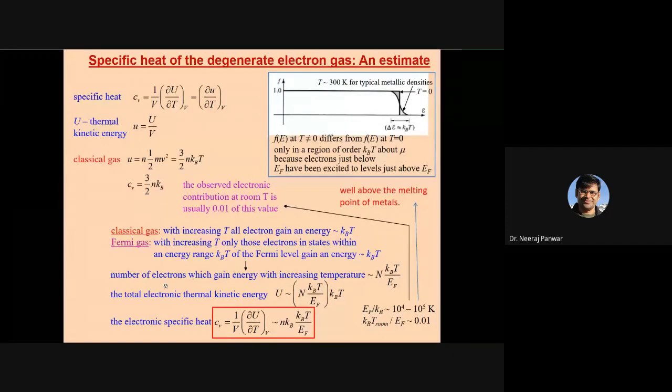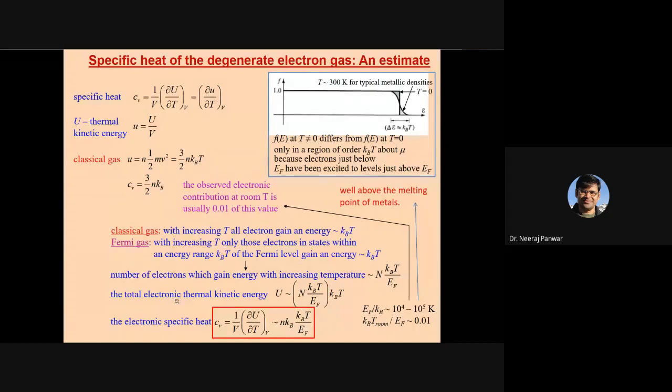So what is the fraction of electrons which are very close to the Fermi level? We know that the total number of electrons is denoted by capital N. So the number of electrons which lie very close to the Fermi level, and only these are going to absorb the energy, would be N times kBT divided by epsilon F. When we raise the temperature of the metal, only this fraction of the electrons absorbs energy equal to kBT.